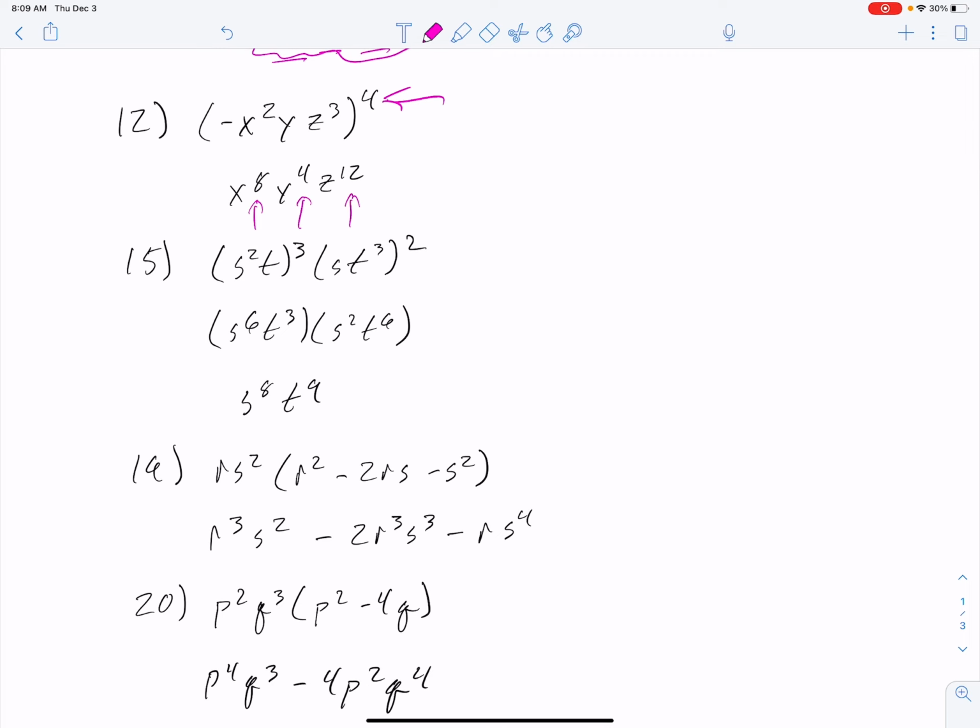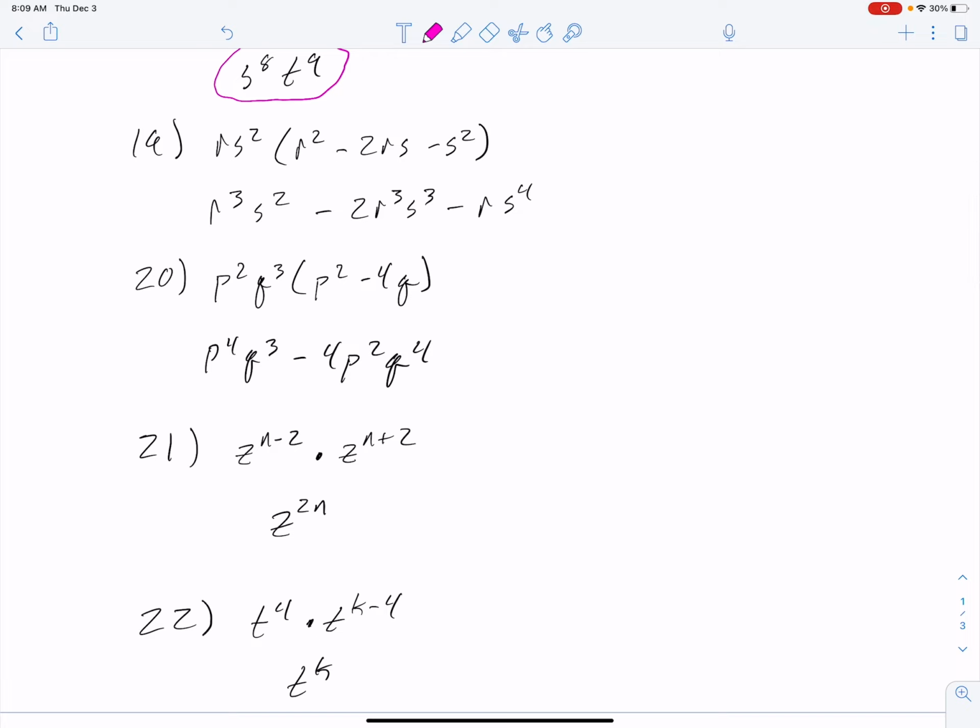15, I've got to take care of my exponents first. So z squared cubed, or in other words, 2 times 3 gets me s to the 6th. And then t to the first cubed, 1 times 3, t to the third. Similarly, s to the first squared, 1 times 2 gets me s squared, t cubed, 3 times 2 gets me t to the 6th. And now I'm going to finish by adding my exponents. 6 plus 2 gets me s to the 8th, 3 plus 6 gets me 9.